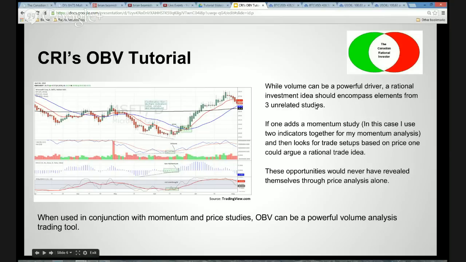I make the argument time and time again that you may have, let's say, a relative strength index, a stochastic, and a Williams percentage R all give you signals, and I would argue that all of those are nothing more than a proxy for momentum. What I like to do as a technician is encompass signals from various different camps. I like to look at price action, volume, and momentum. If we get signals from all three of these schools of thought, then it becomes very powerful.